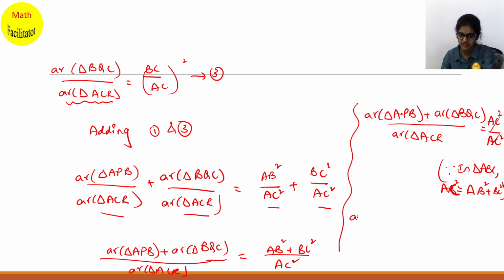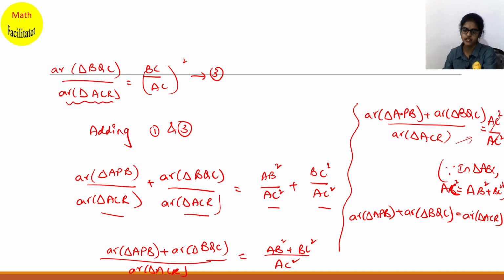So you will have area of triangle APB plus area of triangle BQC. If I cross multiply, it is area of triangle ACR. Okay, one step I didn't write. Just see, AC square by AC square becomes 1. So if I cross multiply, this becomes 1 into ACR. So this is the final step.